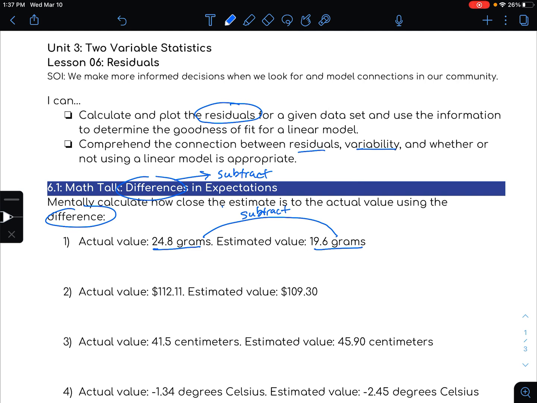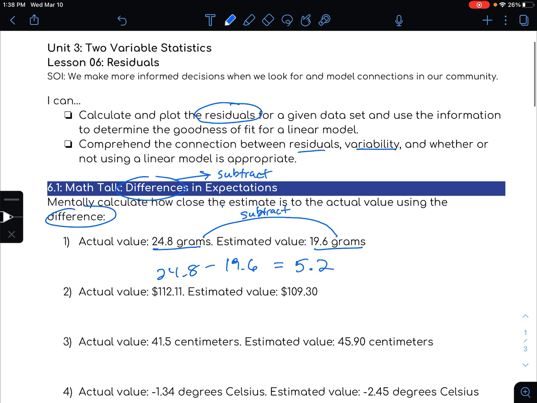And so it says to mentally do this. If you look at 24.8 to 19.6, hopefully you're saying, okay, it's around 5, from 24 down to 19. That's about 5. If we subtract 24.8 minus 19.6, it ends up being 5.2.